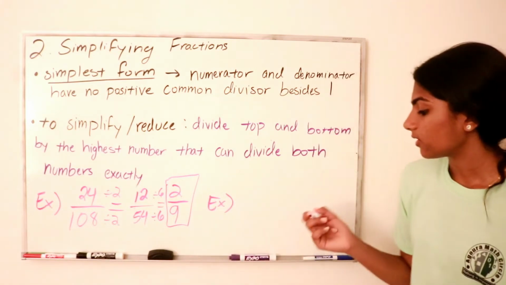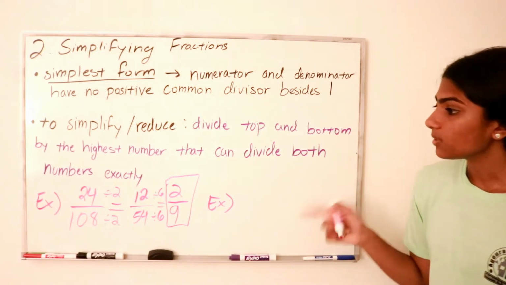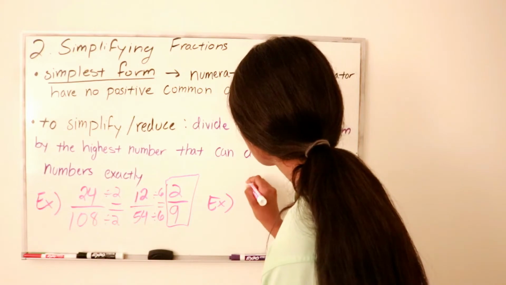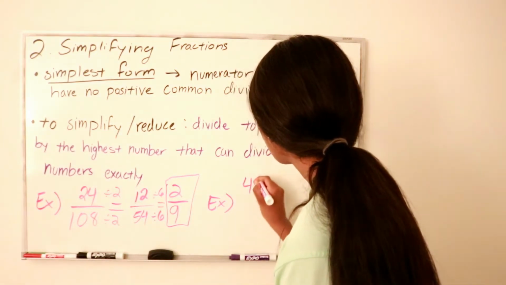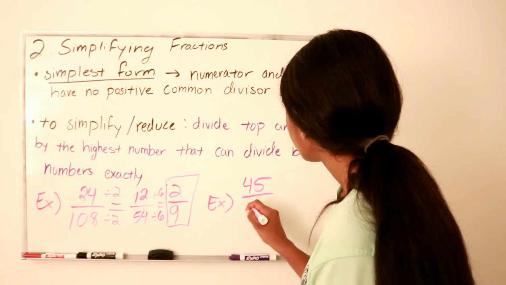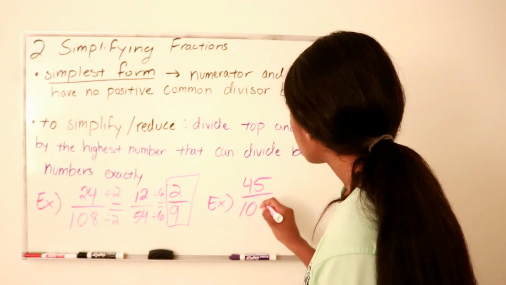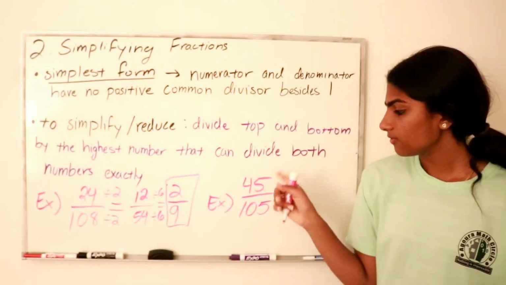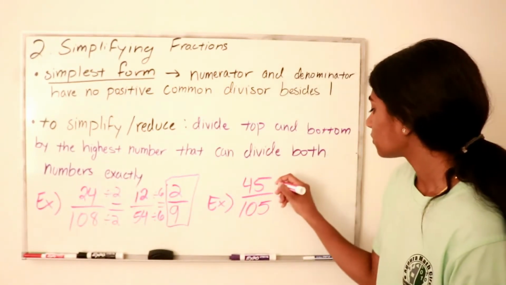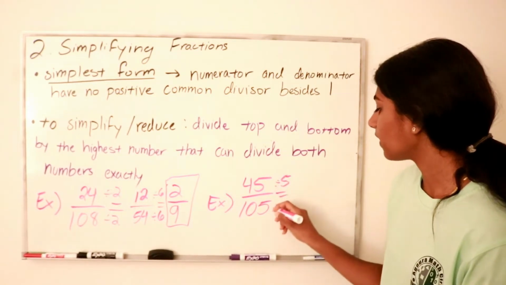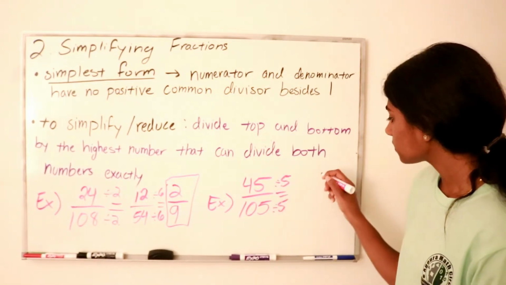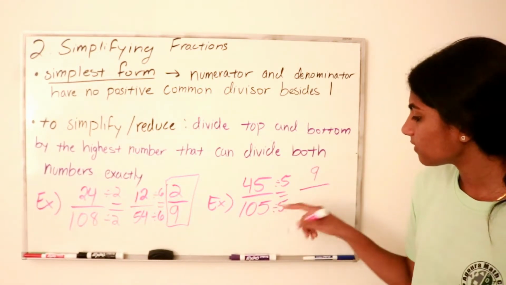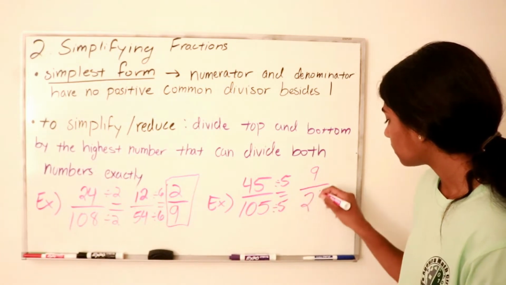Alright, so now let's look at another example. So let's think of another fraction that we want to simplify or reduce. I'm thinking maybe 45 over 105. Alright, so I know that 45 is divisible by 5. So if I divide the top by 5, I have to divide the bottom by 5. So that equals 9. And then I know that 105 divided by 5 equals 21.